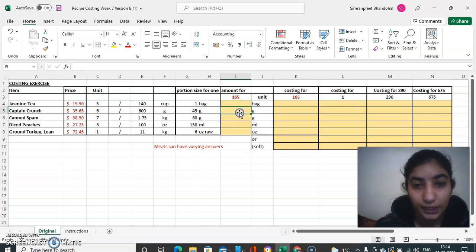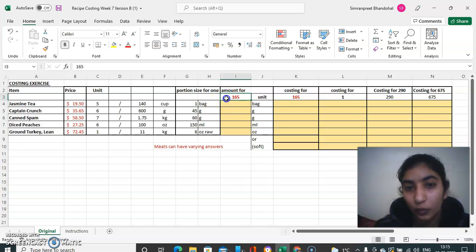Today we will be working through the recipe costing exercise, and the very first step to find the cost for 165 is to find the total amount for 165 before doing the calculation for 165 residents or 165 servings. We are given the price per unit, the total number of units, and what each unit contains. But first, we need to find out how much we need for 165 residents or 165 servings.